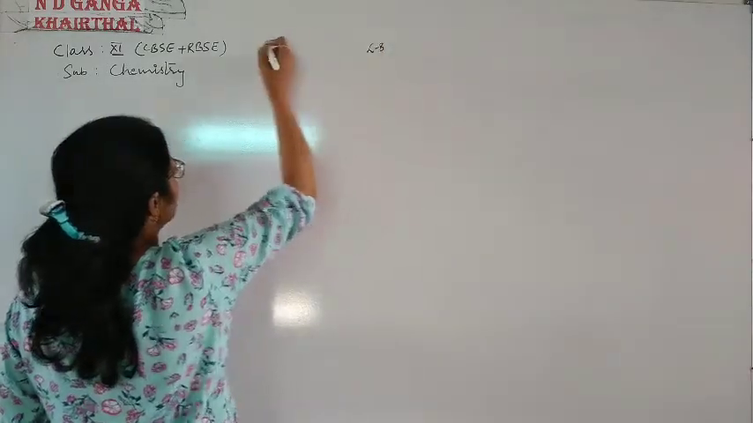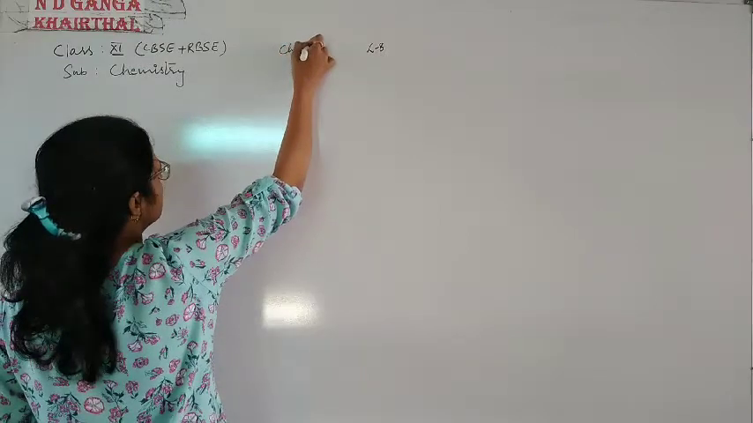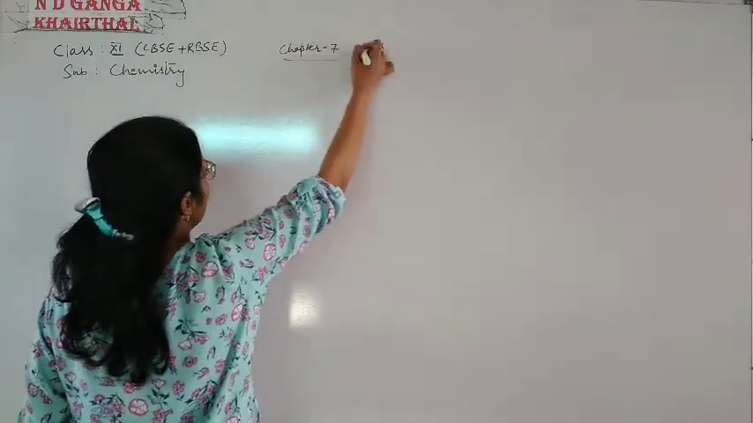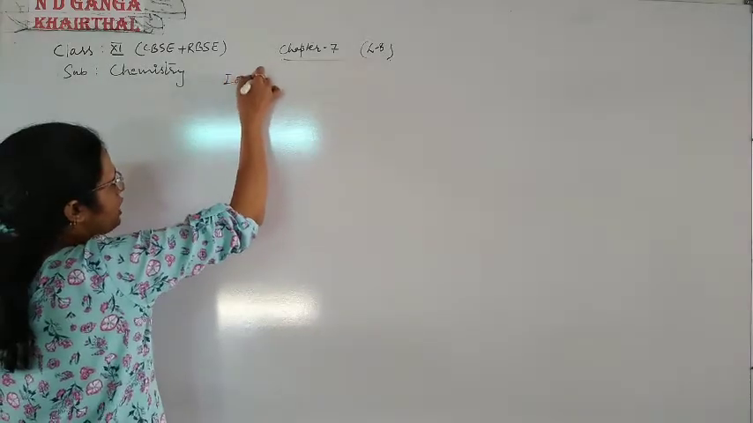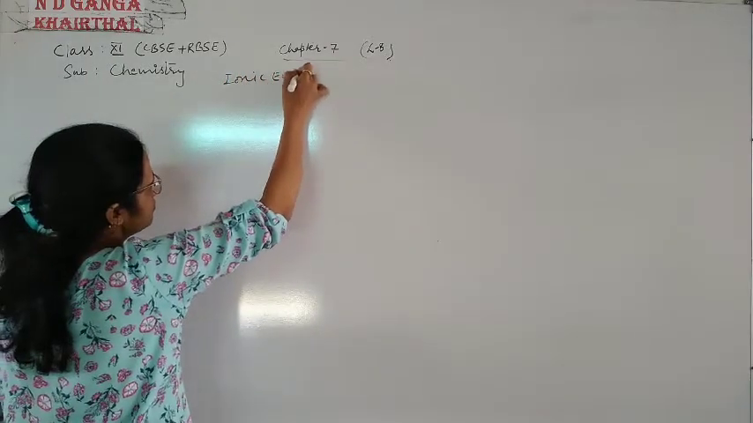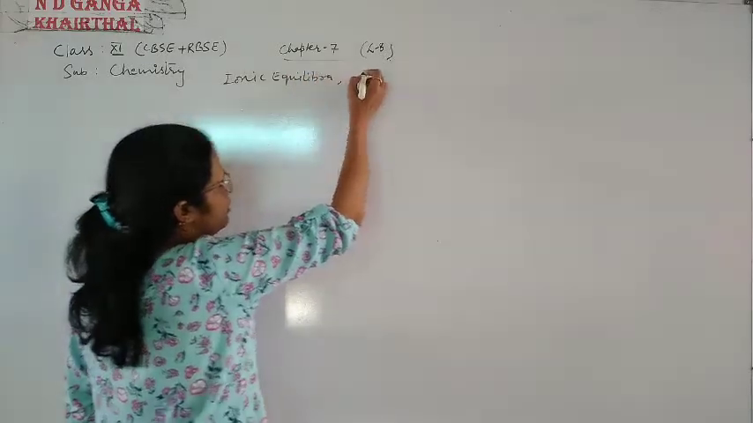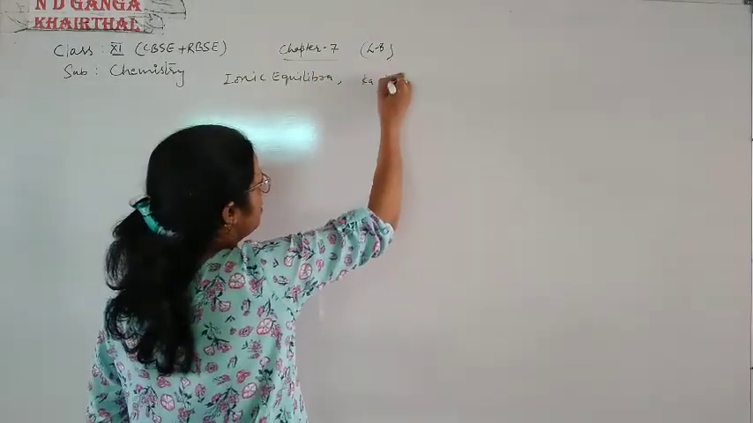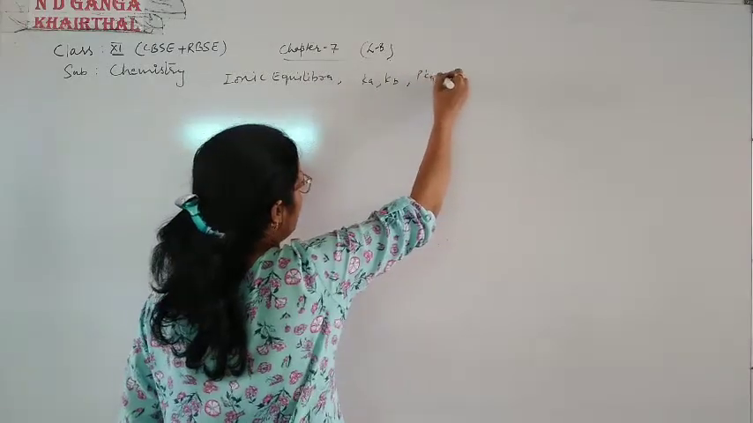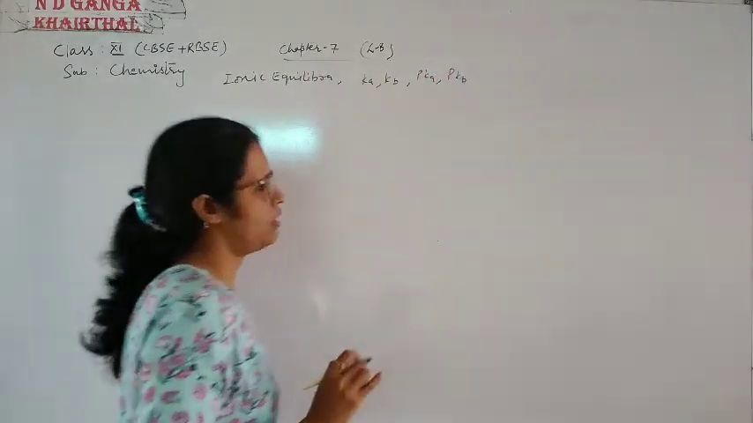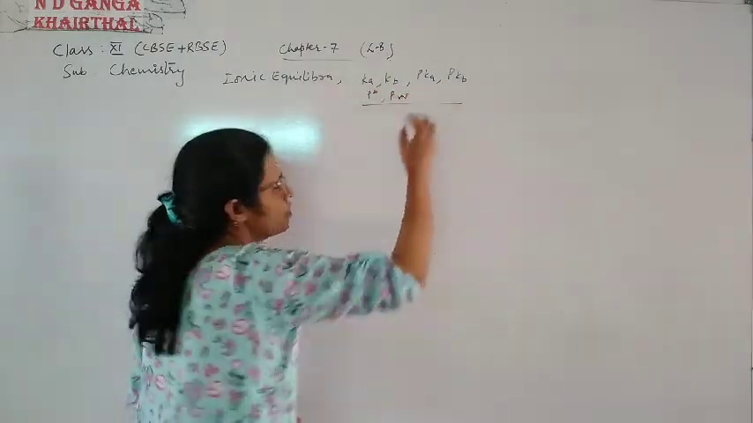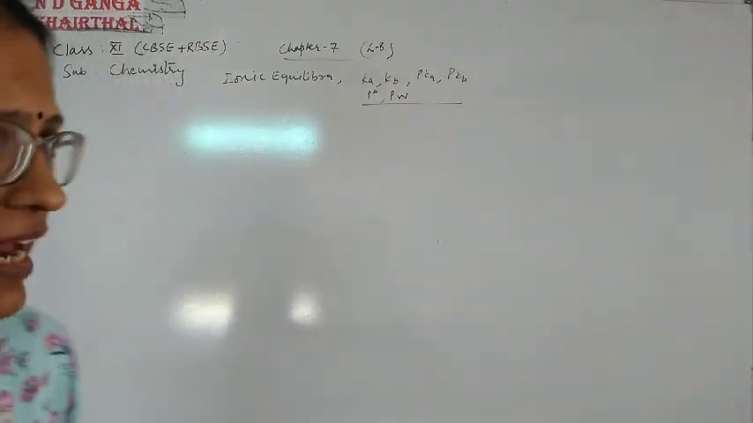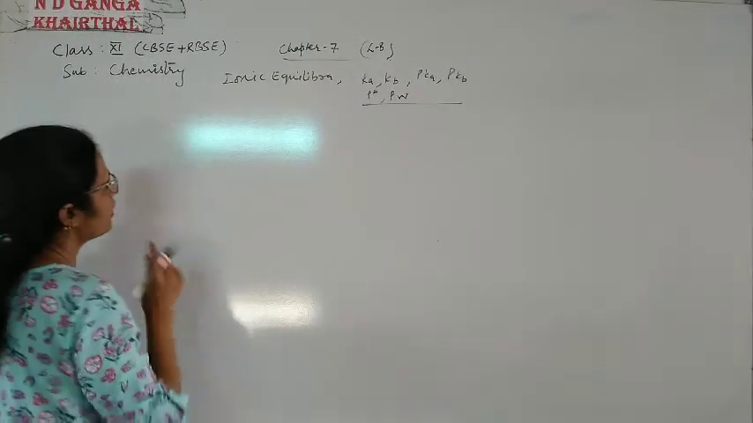Lecture 8 of chapter 7, which is chemical equilibrium, for class 11 CBSE and RBSE. We will be discussing ionic equilibrium. In ionic equilibrium, we know about the terms Ka, Kb, pKa, pKb, pH, pOH, clear? So all these terms we have discussed, and the numericals regarding these.